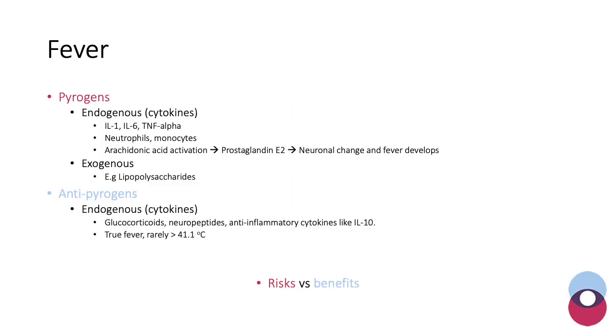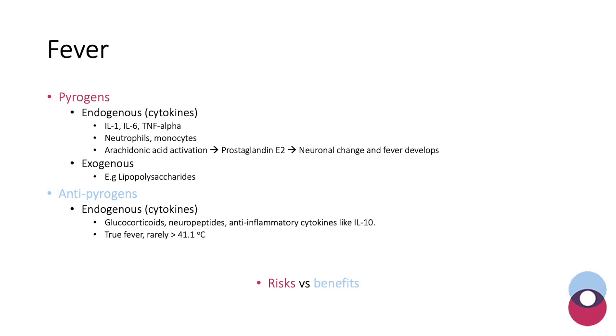So the pyrogens that we typically talk about are either endogenous or exogenous. The endogenous pyrogens are typically cytokines, and IL-1, IL-6 and TNF-alpha all will work on the brain, causing an increase in the temperature set point. IL-1, IL-6 and TNF-alpha are all produced by neutrophils and monocytes, which are important in both inflammatory and infectious diseases, and potentially also produced primarily from a tumor, or it could also be a secondary inflammatory response to, for example, a neoplastic process.